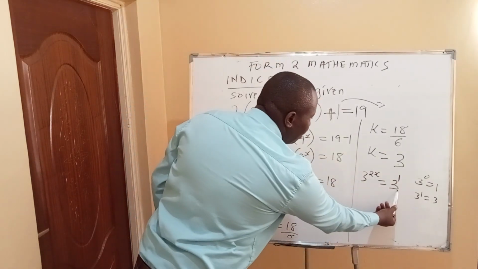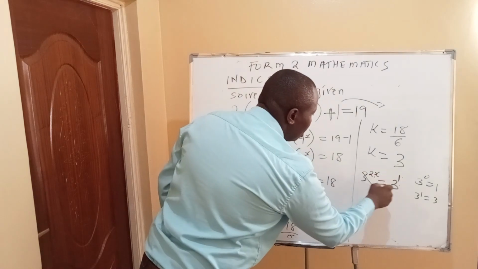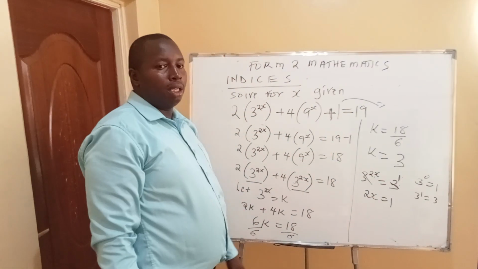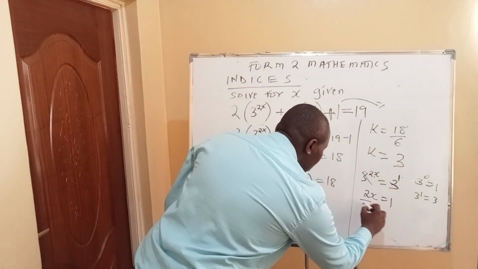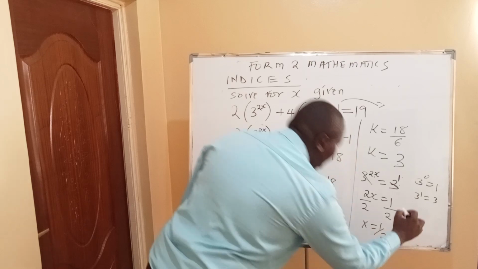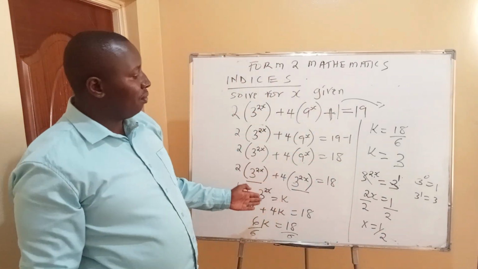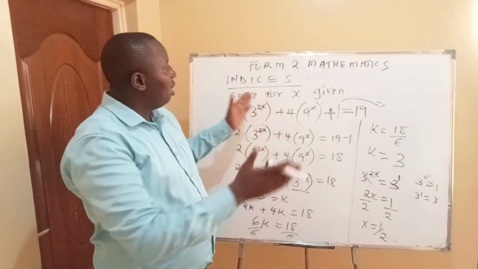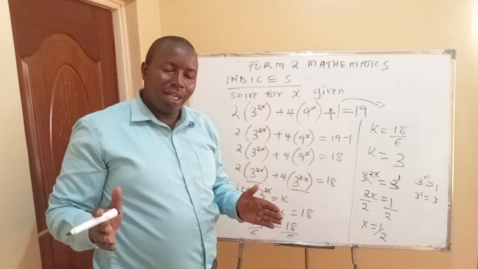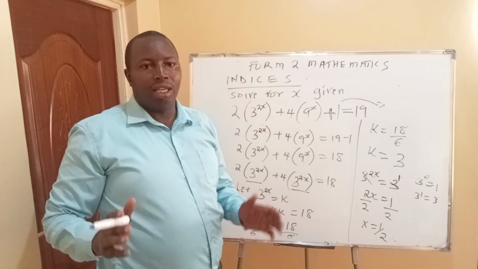Then the base is the same. If the base is the same, equate the powers. You say 2x equals 1. Divide both sides by 2. So x is equal to a half. And this is how to solve an indices question. And this is a question that, as we have said, is very common in the KCSE. Thank you very much.